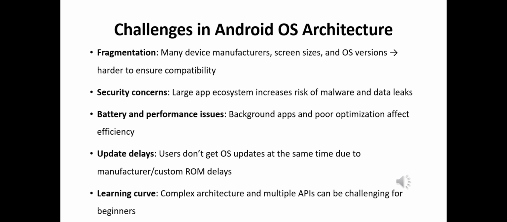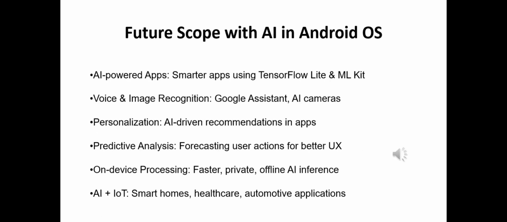Updates are another problem. Unlike iOS, Android updates are rolled out at different times depending upon the manufacturer and the carrier, so many users often remain on outdated versions. Finally, the learning curve is steep since beginners need to understand multiple layers, APIs, and frameworks before they can build advanced apps. In the future, Android OS will be deeply shaped by artificial intelligence.